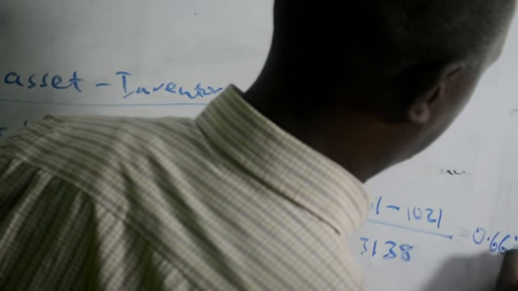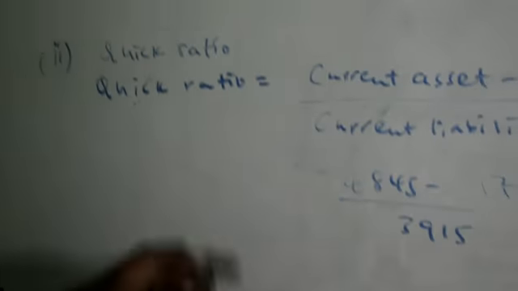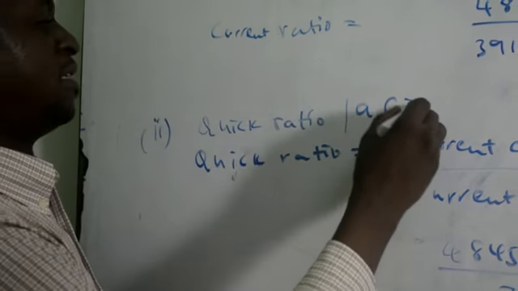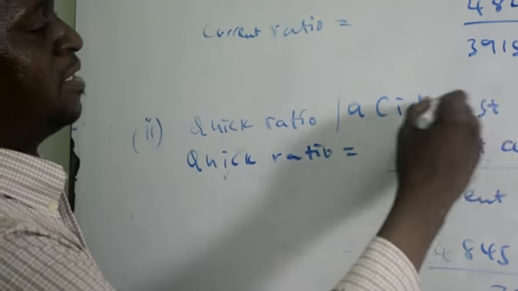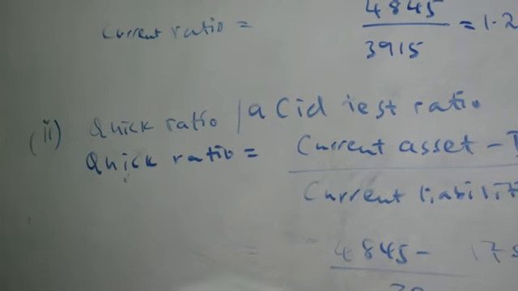So that is our quick ratio or acid test ratio. The other name for quick ratio is acid test ratio. Sometimes the examiner may use this term, acid test ratio. So it's one and the same thing. Now Roman 3.